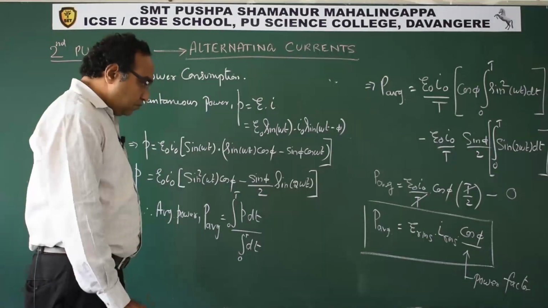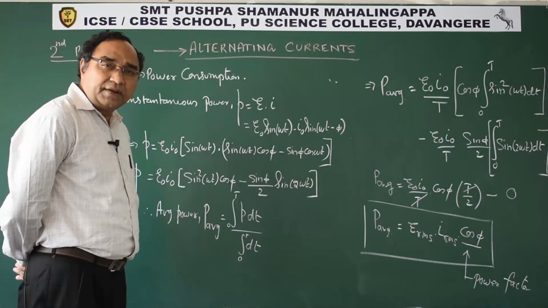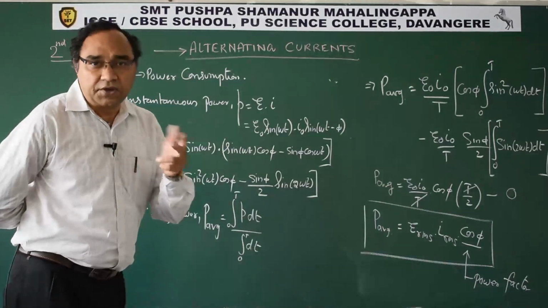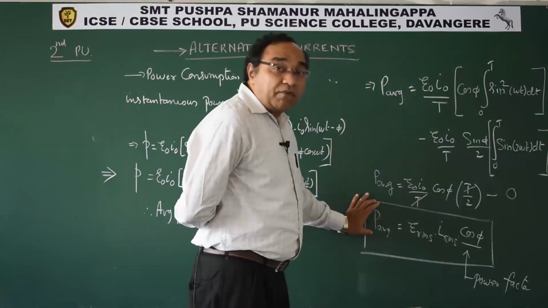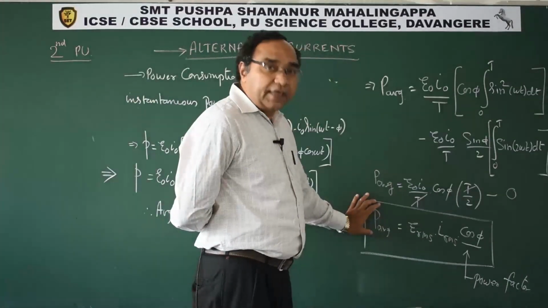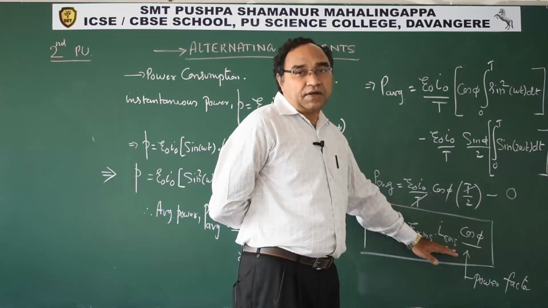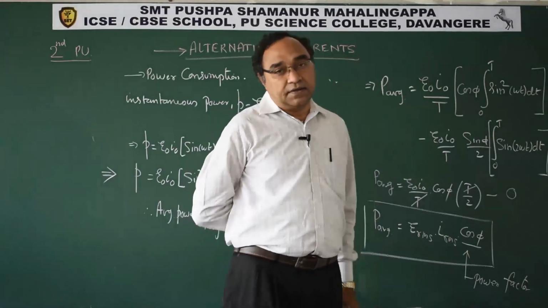Now, what is power factor? Cos phi will definitely be less than 1. It will lie between 0 and 1 if I take the magnitude. Correct. This means that the average power consumed is a fraction of ERMS, IRMS. That is why it is called power factor.